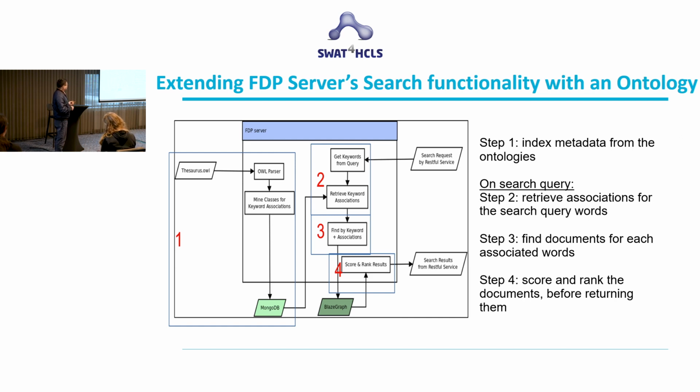The third step is that we find the documents for each associated word. And the last step is that we utilize simple ranking algorithms to calculate a score for each document and then produce the ranked list. Here, the document refers to a dataset record from the triple store. So these are the steps, very briefly.